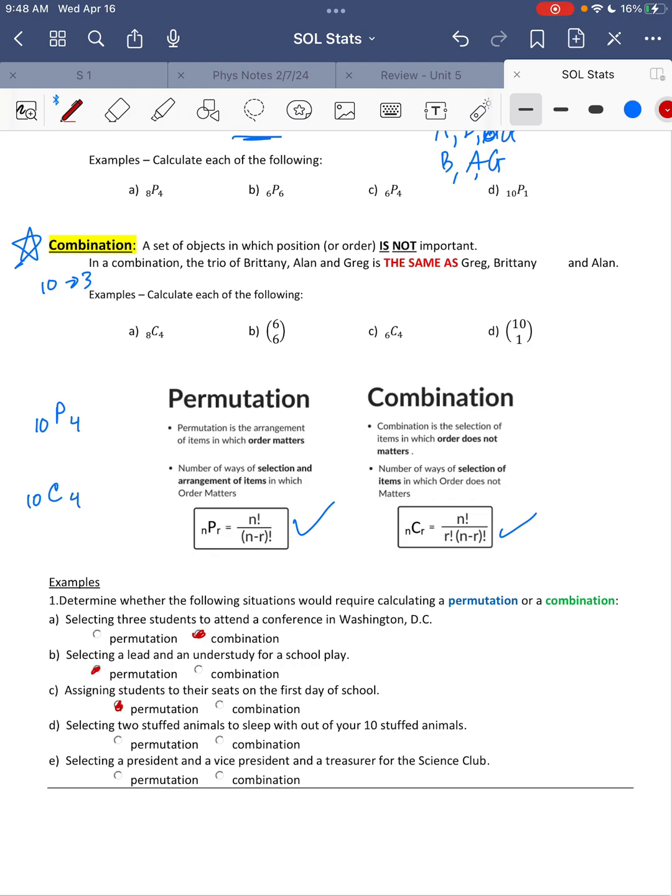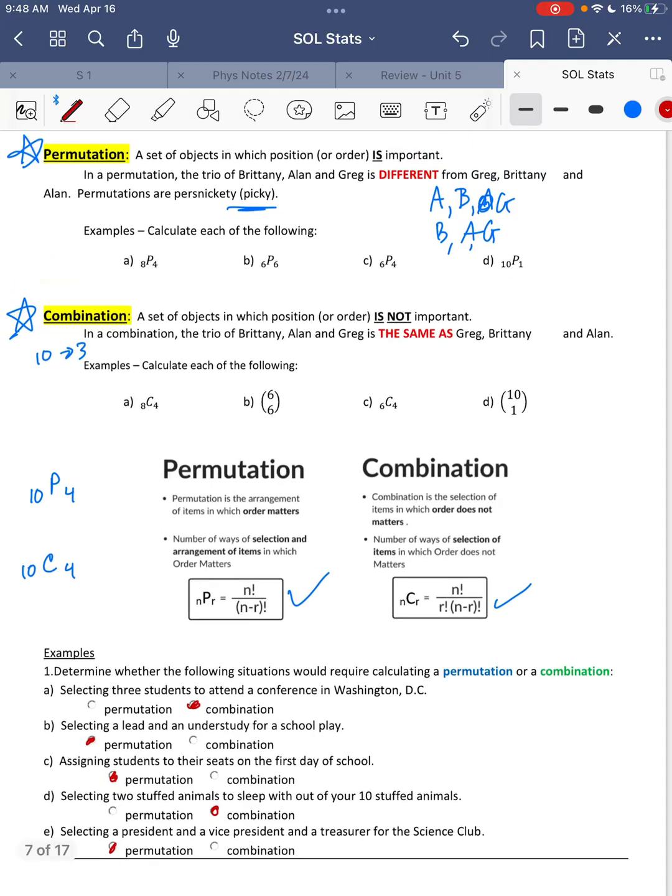Selecting 2 stuffed animals to sleep with out of your 10. Well, you didn't say that one stuffed animal is going to sleep on the left side of me and one on the right. These 2 stuffed animals are both going to be doing the same job. That's a combination. President and vice president, those are 2 different jobs, so permutation.